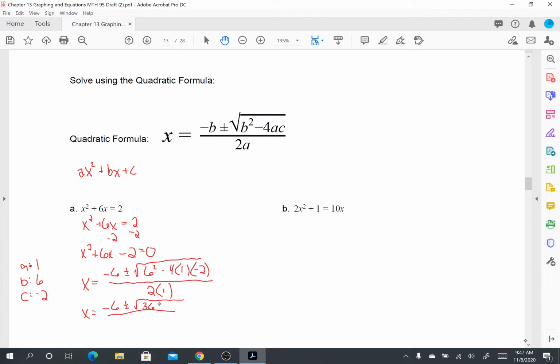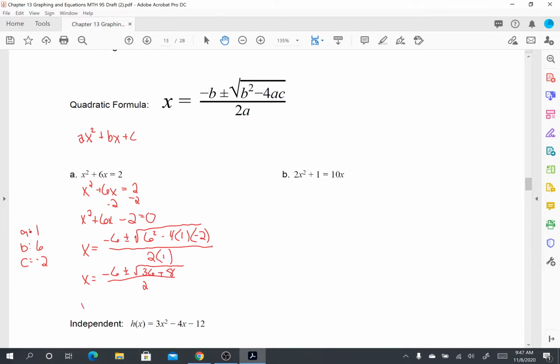So we're going to have 36 minus -4 times 1 times -2, which is positive 8, all over 2. Alright, now you can add. We have x equals -6 plus or minus the square root of 44 over 2. And anytime you have a number underneath your square root symbol that is not prime, you want to think about whether or not you can find any square numbers inside of it.